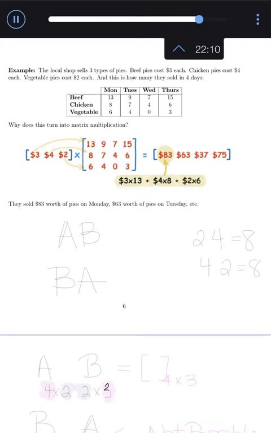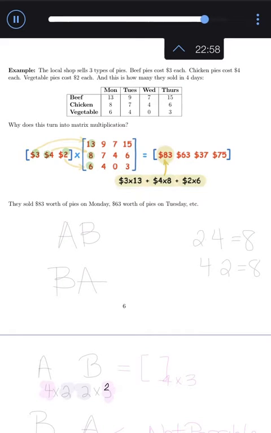So to figure out how much you're going to make each day, you would look at, for instance, Monday. You would multiply the $3 that your beef pies cost times how many you sold on Monday, which is 13. And you'd add that up with your next amount, which is the $4 that your chicken pies cost, and you sold 8 of those on Monday. Then you also have to multiply your $2, your cost for your vegetable pies, times the 6 vegetable pies you had on Monday.